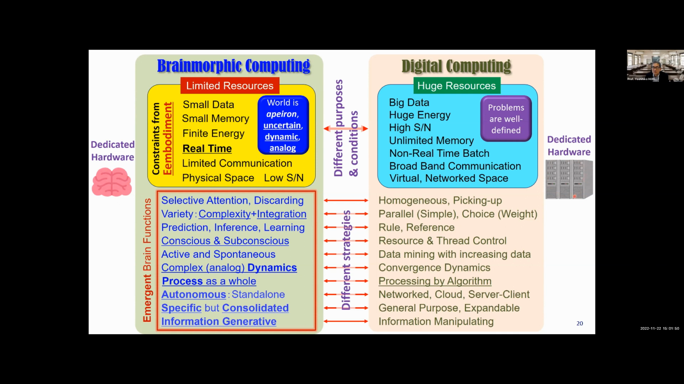Therefore, the hardware should be naturally different. This is the hardware for the current computer, and this is hardware for brain. Again, the brain hardware and the functions should be tightly connected together. But anyway, our target of the brain-morphic computing hardware is this side, not this side. And the functions are those functions.